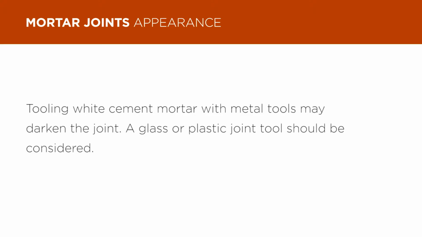In this case, the bottom mortar joint was tooled immediately after placement of the unit. Remaining mortar joints were tooled at progressively greater time intervals and thus stiffer consistency. The relationship between mortar consistency when tooled and mortar color is quite apparent. Tooling white cement mortar with metal tools may darken the joint. A glass or plastic joint tool should be considered. The effect of tooling on the appearance of a mortar joint is dependent on the type of joiner used and the stiffness of the mortar at the time it is tooled.